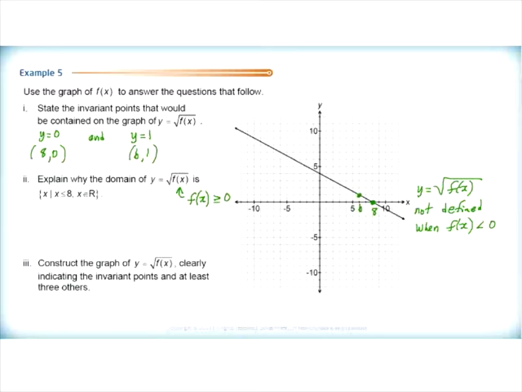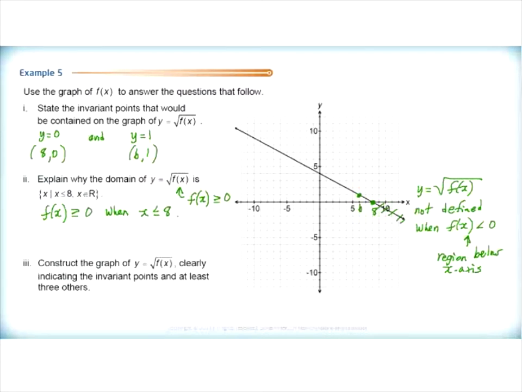That would be the region below the x-axis. So the square root function is not defined for any value of x that is greater than 8. So in this case here, we have the value of f of x. f of x is greater than or equal to 0 when x is less than or equal to 8. So that's why the domain of the function is x such that x is less than or equal to 8.